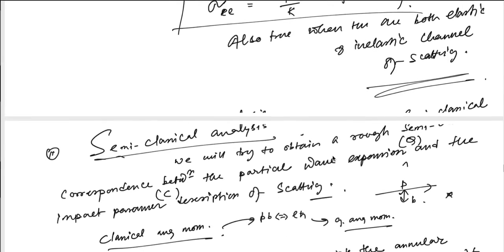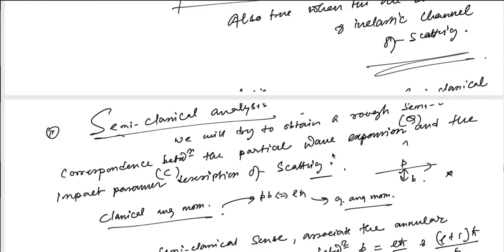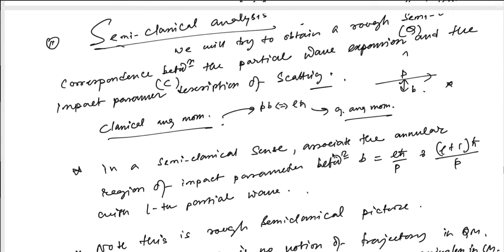So now let us do a little bit of physical intuition. Notice what we are trying to do here. We will try to make a semi-classical picture. This semi-classical picture is an attempt to make a rough correspondence between the quantum mechanical picture of partial wave scattering and the classical picture of this impact parameter business. So how do we make that connection?